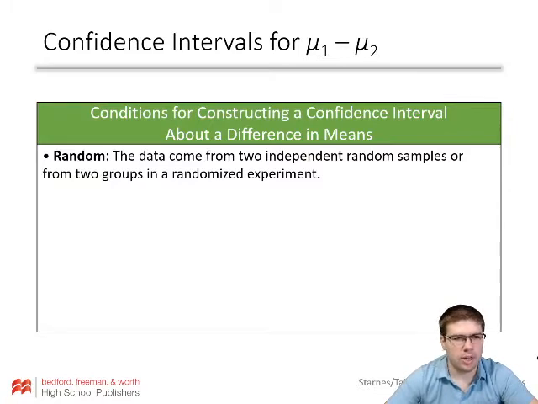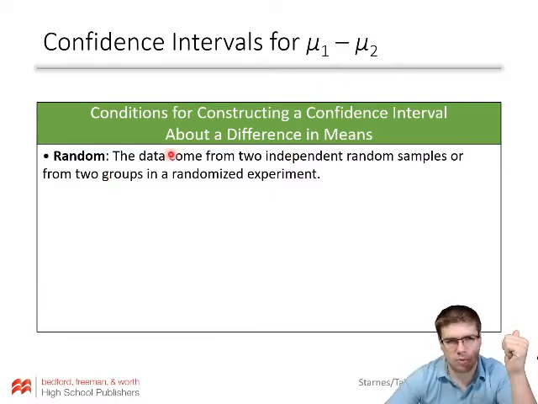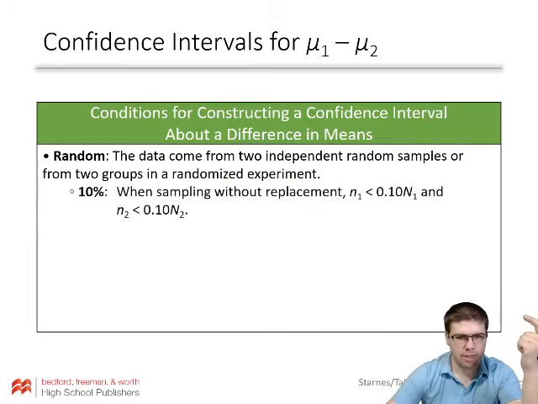We're going to actually get into doing confidence intervals for mu1 minus mu2. The conditions for constructing a confidence interval are the same as before, just kind of doubled. The data come from two independent random samples or from groups in a randomized experiment. If we're sampling without replacement, the 10% condition has to be met for both samples.